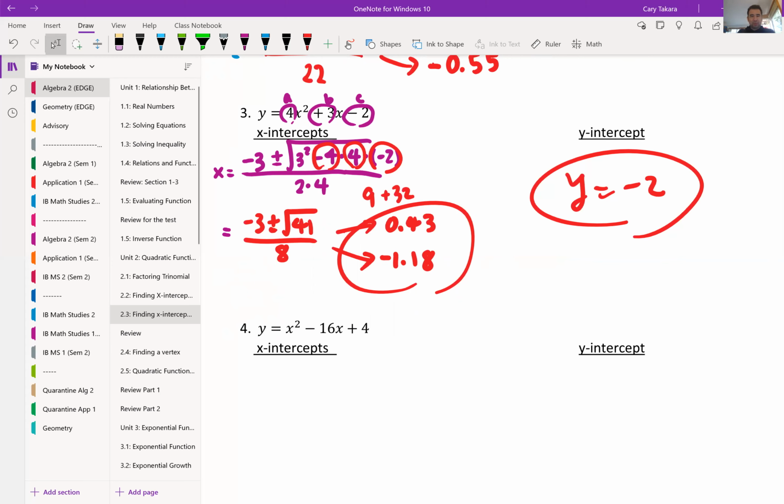Maybe I should include one with a square root of a negative number, but this one also has x-intercepts.